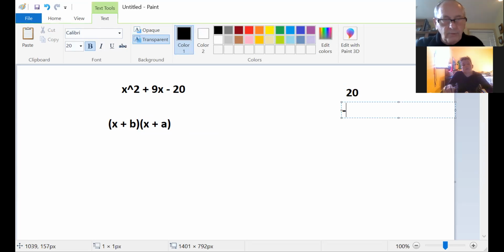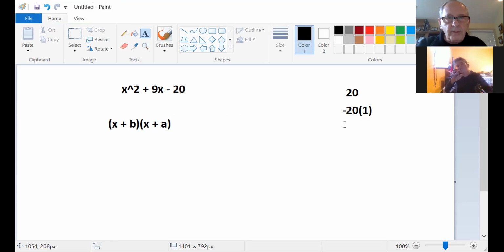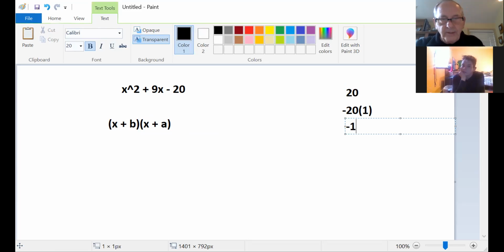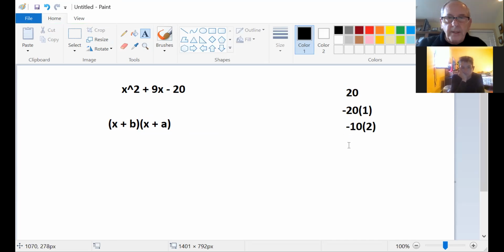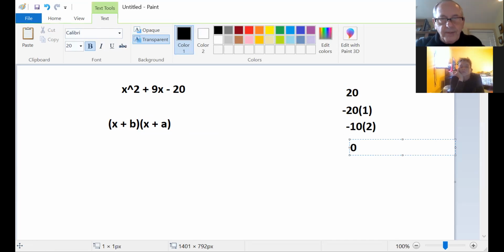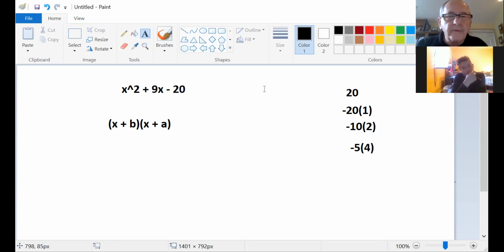Well, one would be minus 20 times 1, right? That would be one factored. Another one would be minus 10 times 2. Another one would be minus 5 times 4. There's just a lot of them, right? And I can switch these signs around too. Oh, it's gonna be the 5 and the 4. There you go. See, so you're getting it.